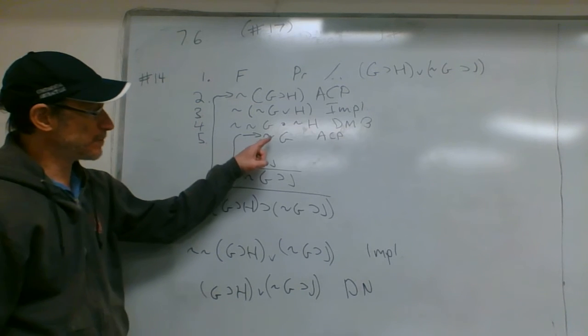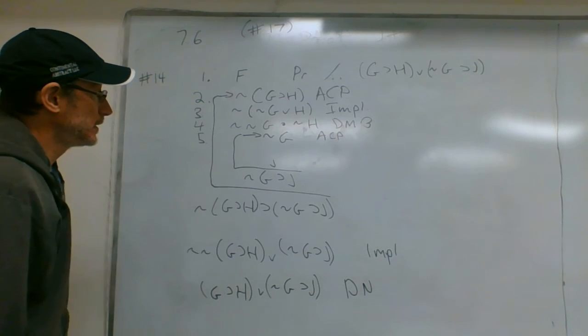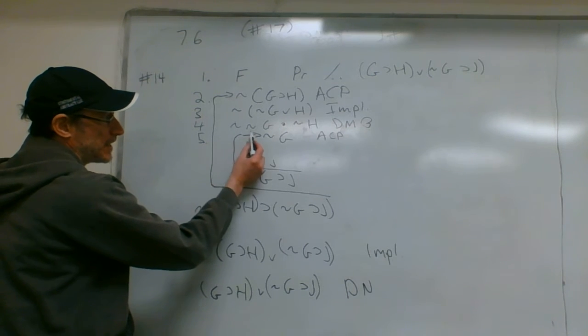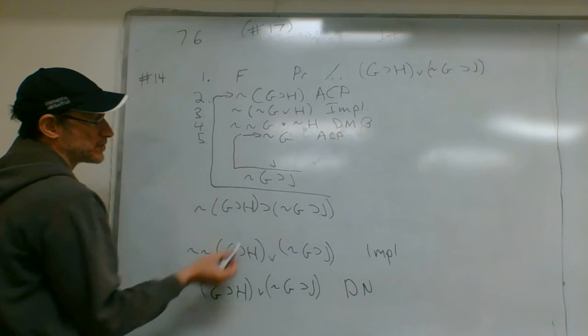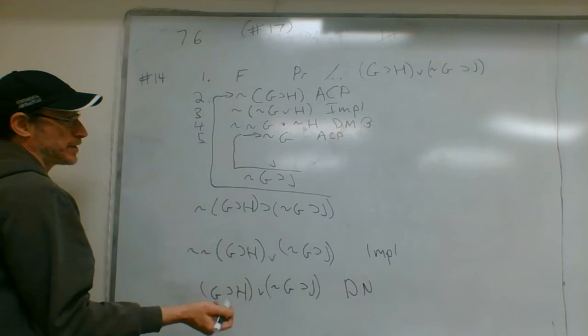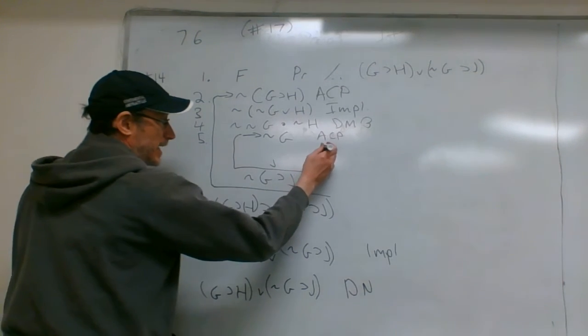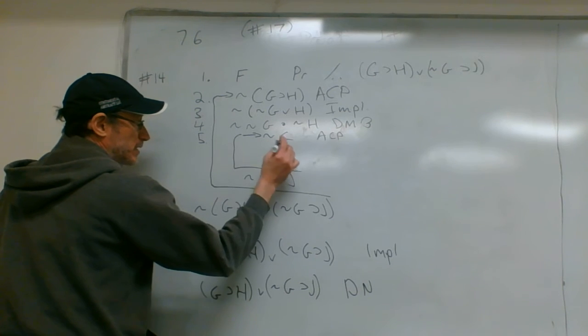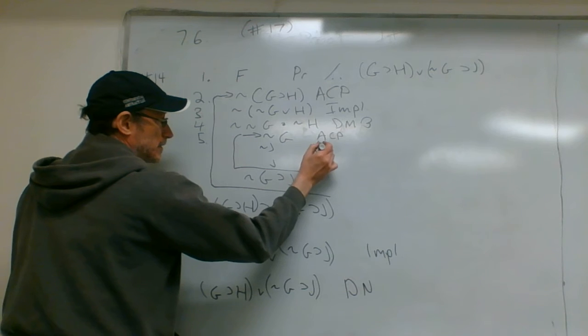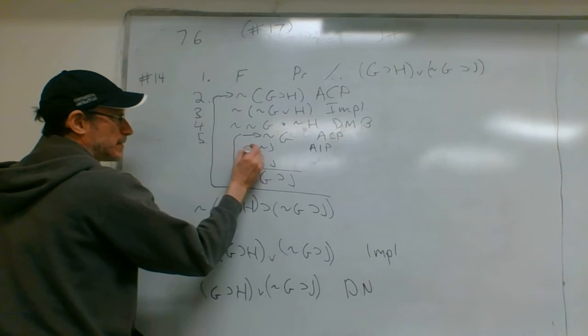So how am I going to get from not G to J? Well, I see here that I have not G here and I have not G here. So that's a contradiction, which means I could prove anything I wanted. So I'm going to do a little bit of an IP inside here. I'm going to assume not J for indirect proof.